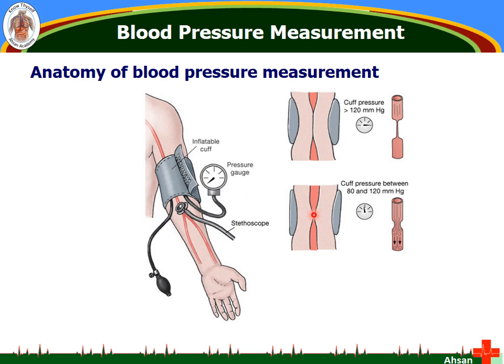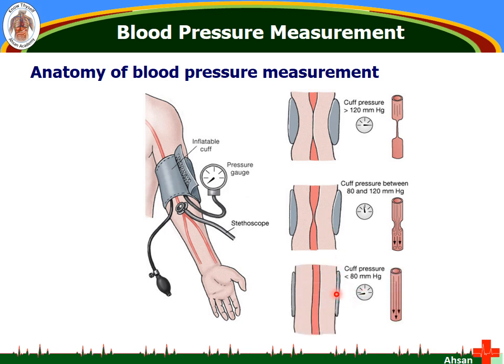Suppose the pressure ranges from 120 to 80. If the cuff pressure is 100 millimeters of mercury, what will happen? At 120, which is more than 100, the blood will flow. But when the pressure drops below 100, the cuff pressure will stop the blood flow. So blood will pass with beating, and we will be able to hear some sound. This is the systolic pressure, when the sound starts.